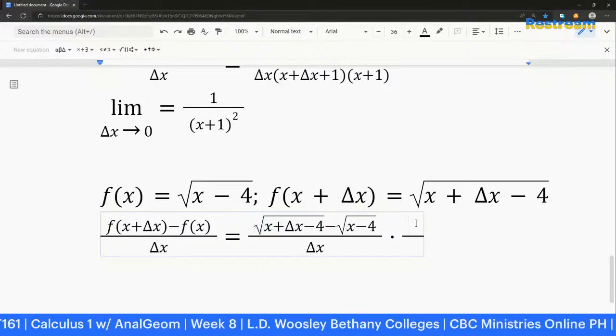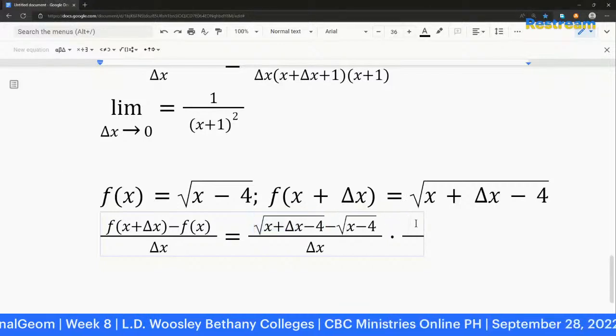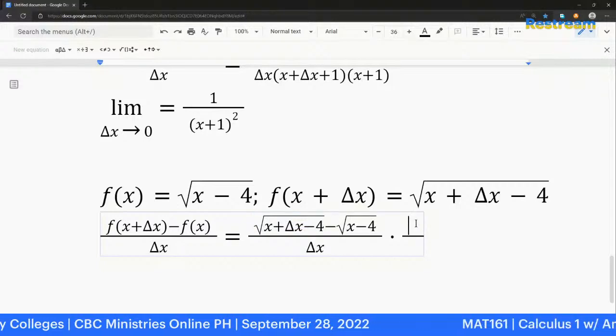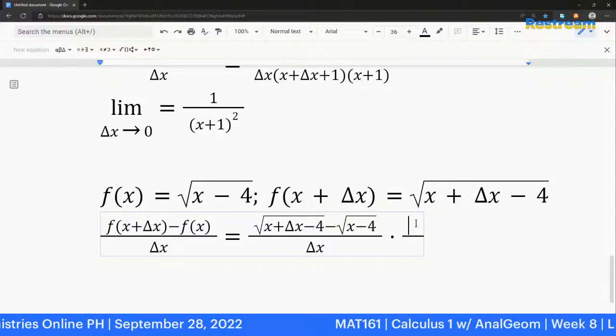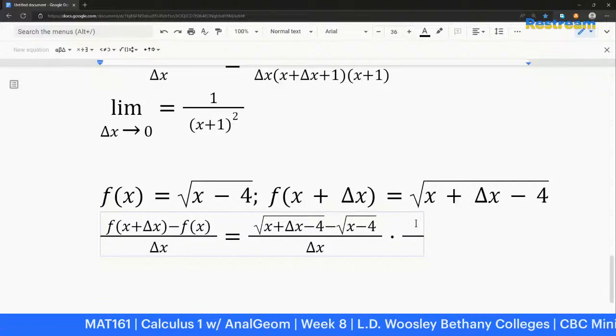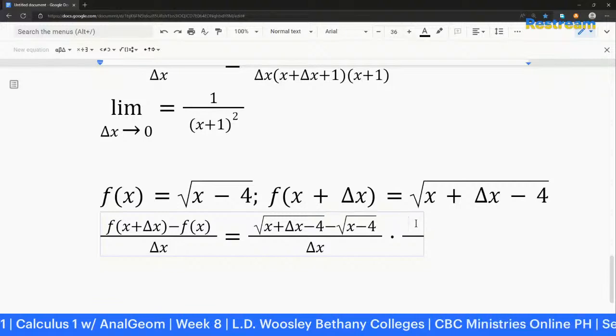Sir, yung denominator niya magkakaroon pa rin siya ng square root. Tama. Oo, kasi siyempre multiply po yung numerator, kasi rationalize mo yung numerator, hindi naman denominator. So, magkakaroon ng radical. Necessity yun. Okay po.